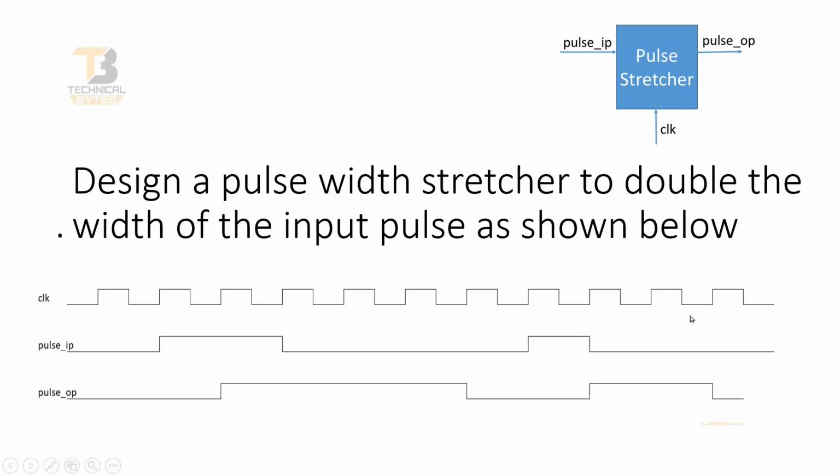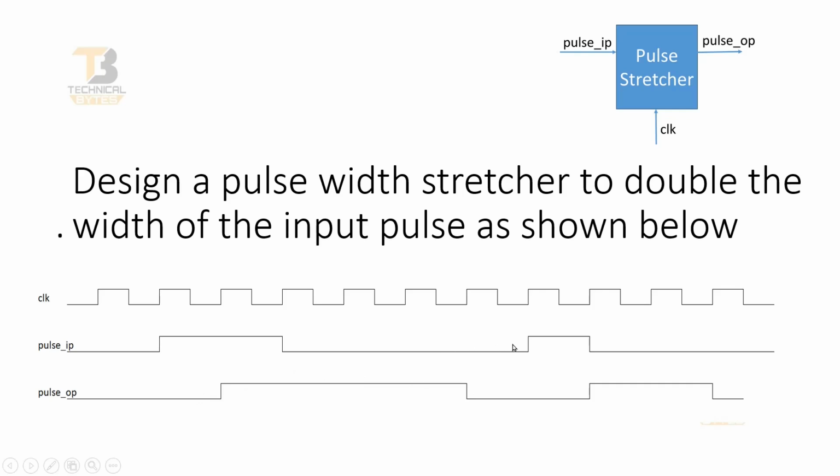This is the clock input. This is the pulse input. So the first pulse appears and its width is 2 clock cycles. And corresponding to this, the pulse stretcher will generate a pulse at the pulse output signal which should have a width of 4 clock cycles. So this is the expected output.